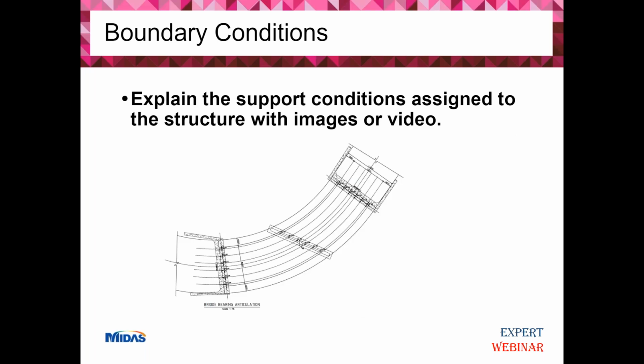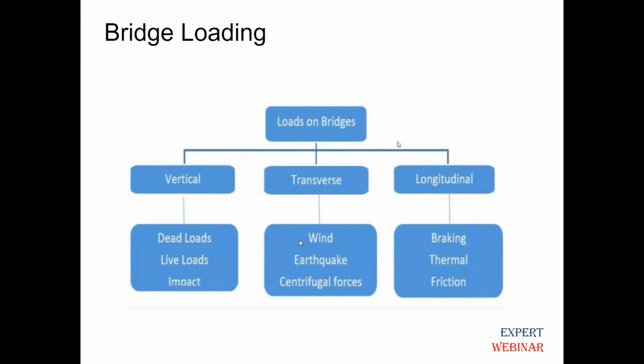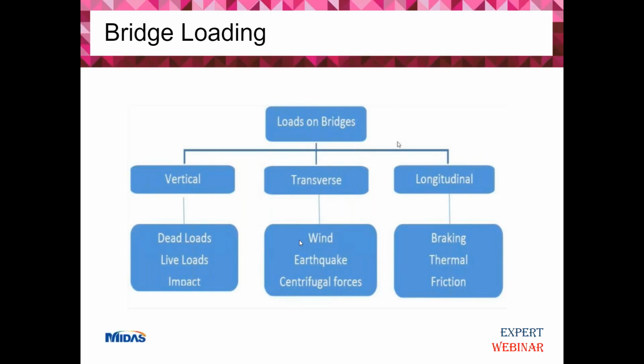So bridge loading. Of course, we all know that the bridge has 3 types of loads: vertical, transverse, longitudinal. So for the vertical loads, we have dead loads. For the live loads, we have our vehicles, either HB loads or HL loads or tandem systems according to Eurocode. Then you have impact, let's say collision on the deck or on the piers. Then the transverse, we have wind action, the earthquake load, and the centrifugal forces. For the longitudinal, we have the braking, thermal, and friction. So all these can actually be input in Midas.